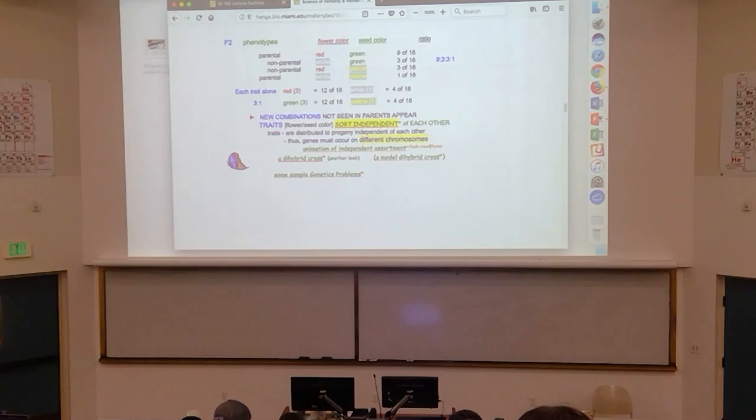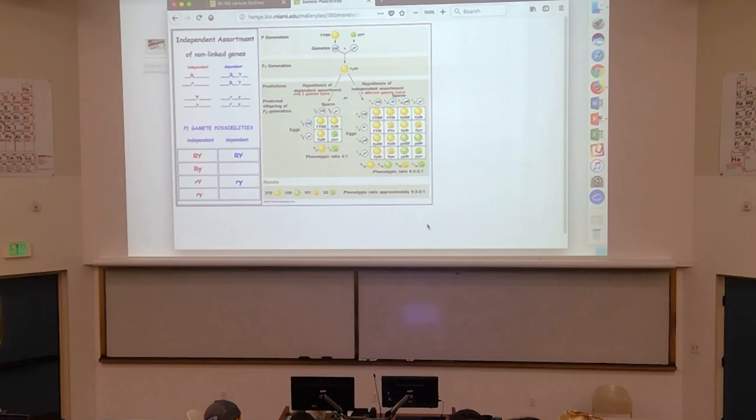So each of these traits, independent of the other trait, gives you a classical monohybrid inherited pattern. But when you combine them, okay, what does that tell you? What it tells Mendel is that these traits sort independent of each other.